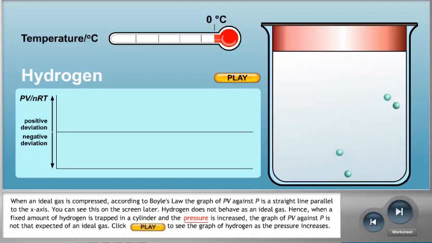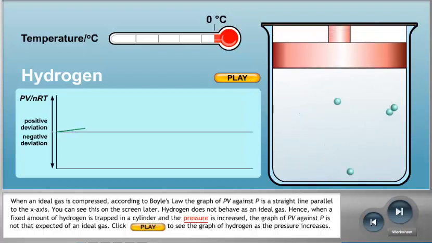When an ideal gas is compressed, according to Boyle's law, the graph of PV against P is a straight line parallel to the x-axis. You can see this on the screen later. Hydrogen does not behave as an ideal gas. Hence, when a fixed amount of hydrogen is trapped in a cylinder and the pressure is increased, the graph of PV against P is not that expected of an ideal gas. Click play button to see the graph of hydrogen as the pressure increases.